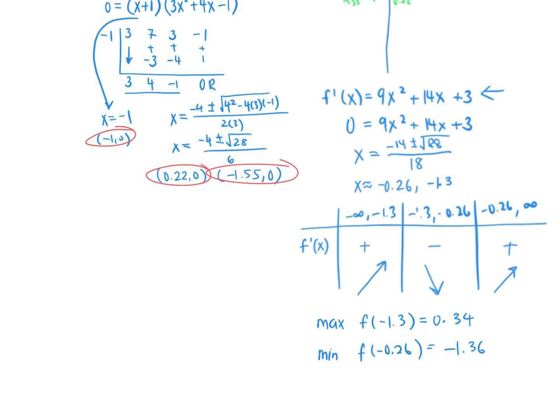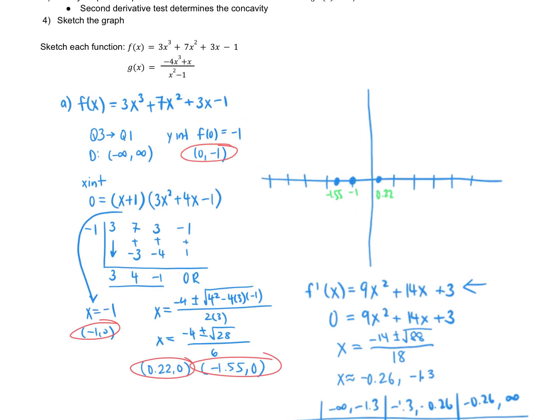I don't need a giant scale, so I am going to plot these local max and mins, and I'll also plot that y-intercept while I'm at it. So my scale really doesn't have to go very far. So I'll just put a few tick marks here. 1, 2, 3, 4, 1, 2, 3, 4. Okay, the y-intercept was 0, -1.